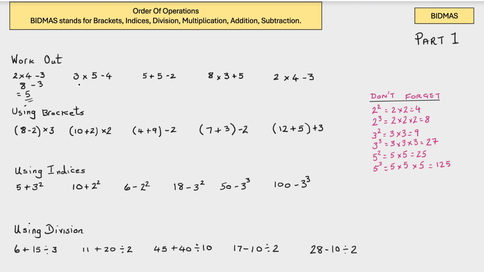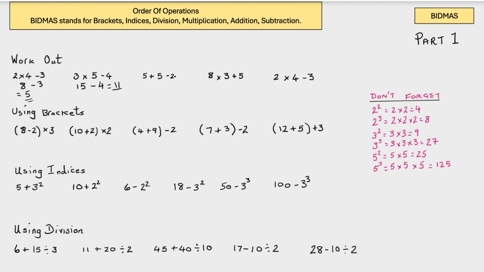Next. Any brackets? No. Is there any indices? No. Is there a division? No. Is there a multiplication? Yes. Let's do that. 3 times 5 is 15. And because we've only got minus 4 left, we don't really need to go through the rest of it to check if it's the order, because we only have that left. So 15 minus 4 is 11.